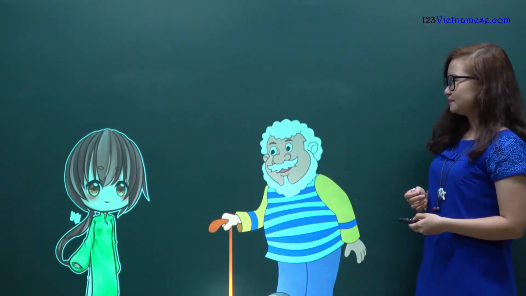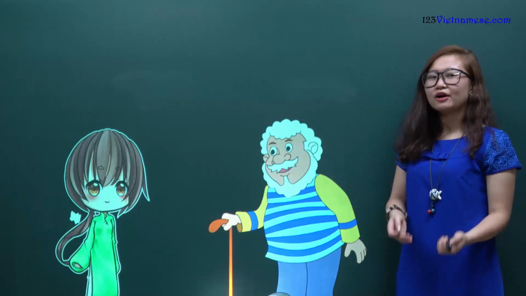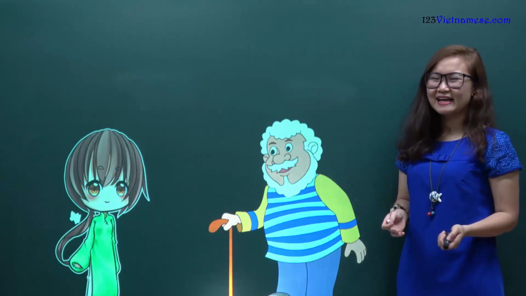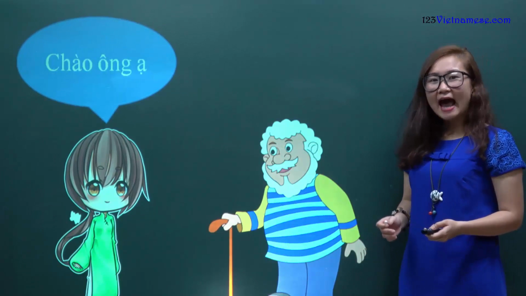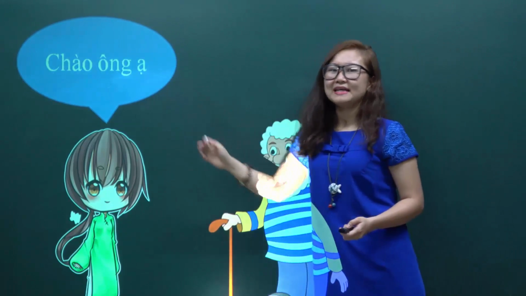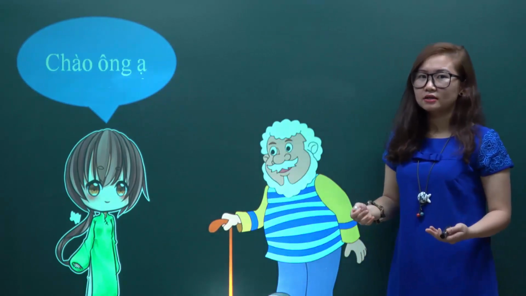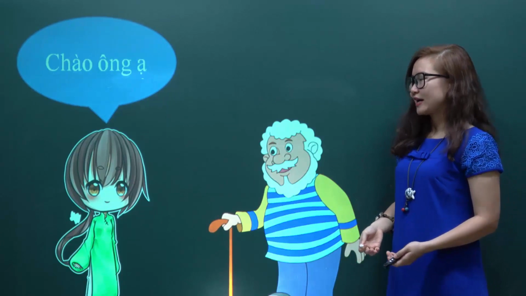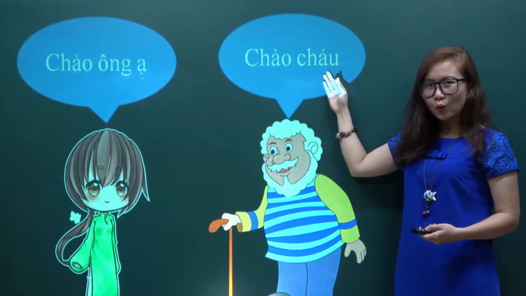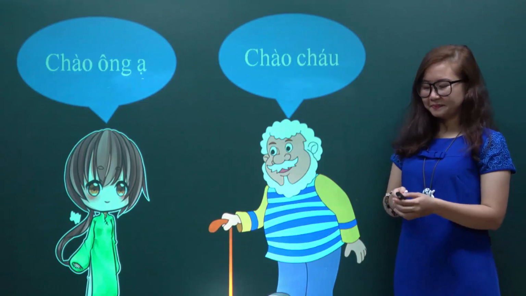Next, in case I meet a man who is the same age as my grandfather, how will I say hello to him? I will say chào ông ạ. Ông means grandfather, and I have to add the word ạ at the end of the sentence to show my politeness. And he will say chào cháu. Cháu means niece or nephew or grandchild.